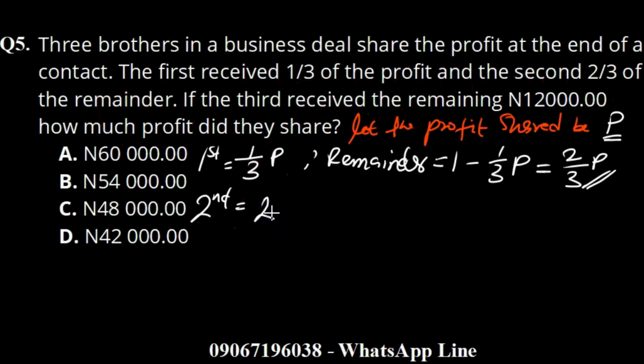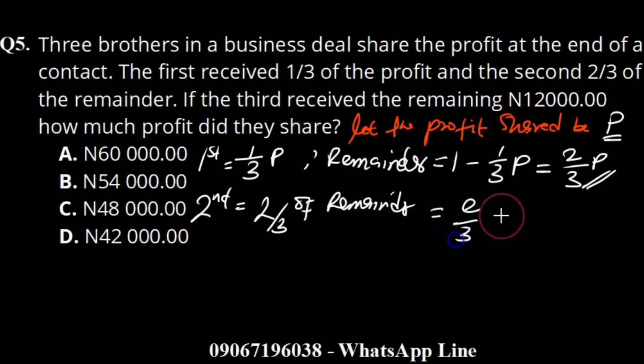The second person takes 2/3 of the remainder, and if we do that properly, it's going to give us 2/3 of what, of 2 over 3. This is 2/3 of this. So if we do this, this will give us 2/3 of it times, right?